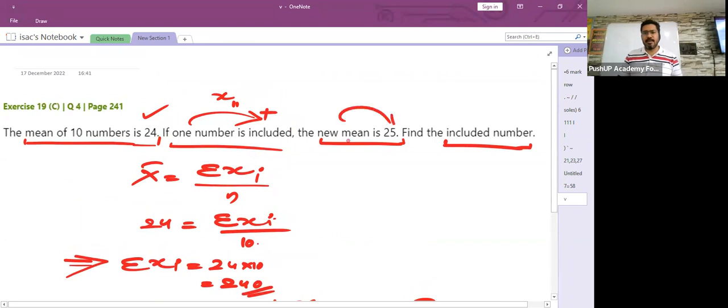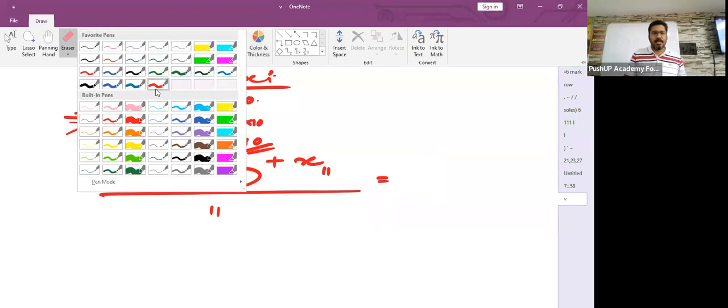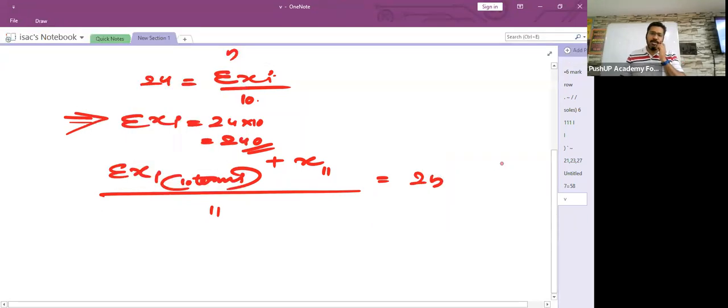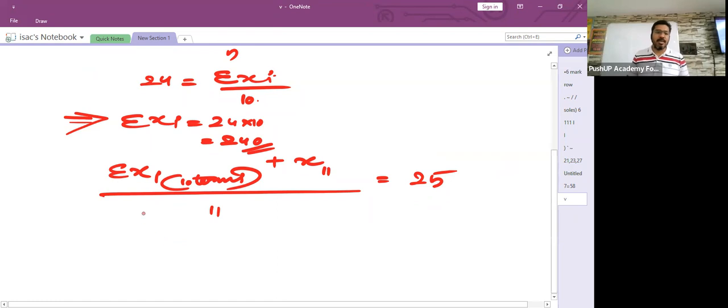They have given us the average. We just need to find the new mean is 25. Okay, that is already given to you. That's a good news. So we will use that. They have already given the new average is going to be how much? 25. I will add it over here. Everyone, it's clear? The sum of all the 10 terms plus that 11th term, whole divided by 11 is equal to what? 25.